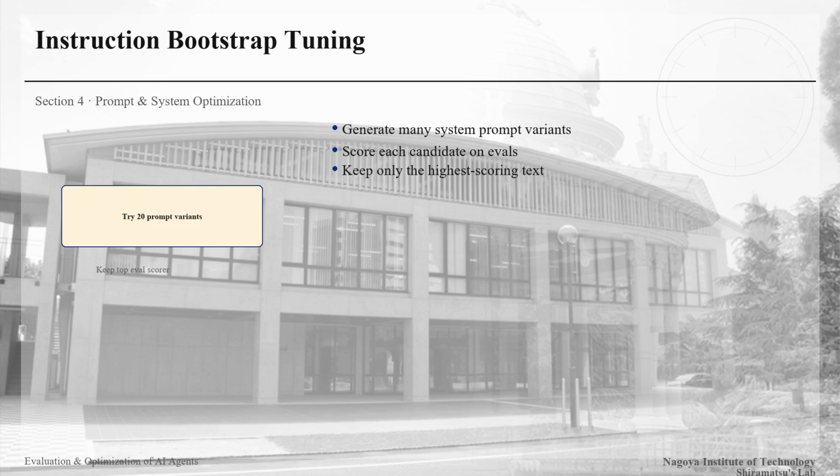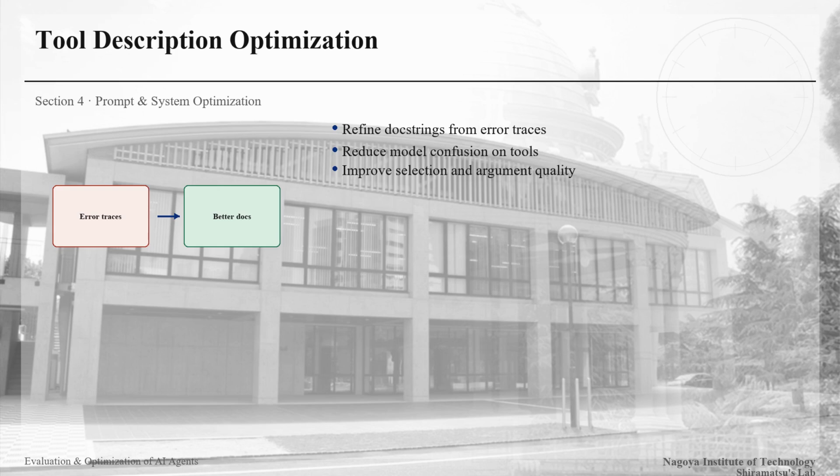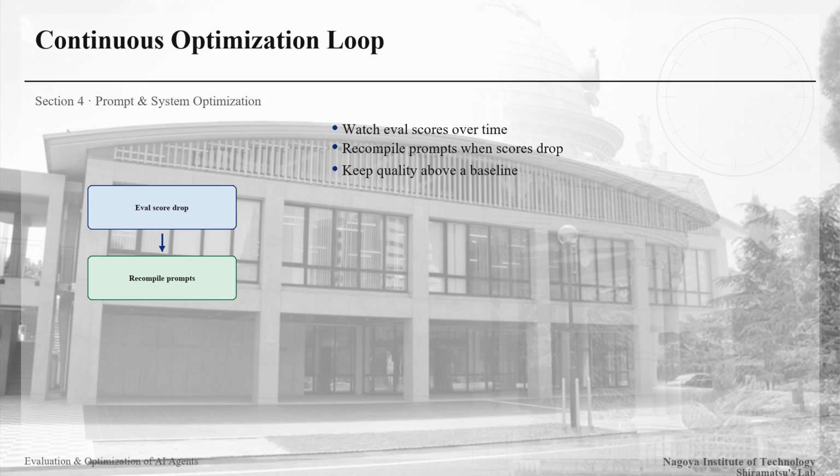Instruction Bootstrap Tuning tests many system prompt variants and keeps the highest scoring candidate. Distillation collects successful large model traces and fine-tunes a lightweight model on them. Tool description optimization rewrites docstrings from error traces, so models choose tools more correctly. A continuous loop recompiles prompt instructions whenever eval scores fall below baseline.